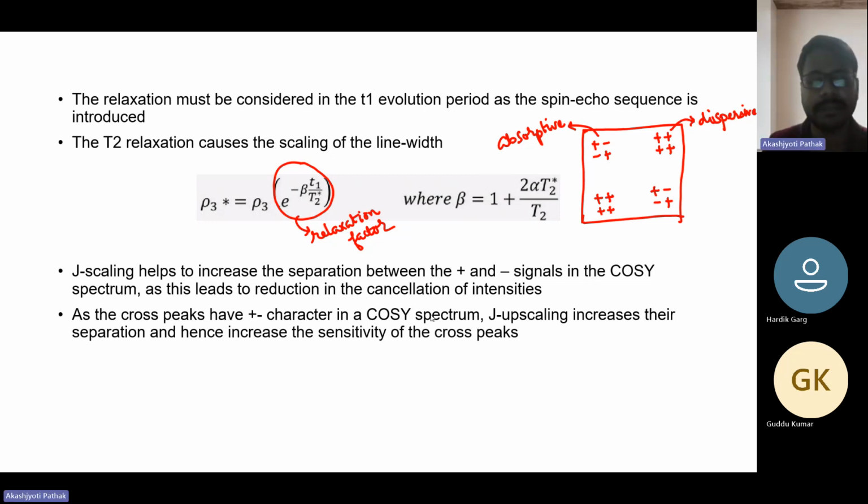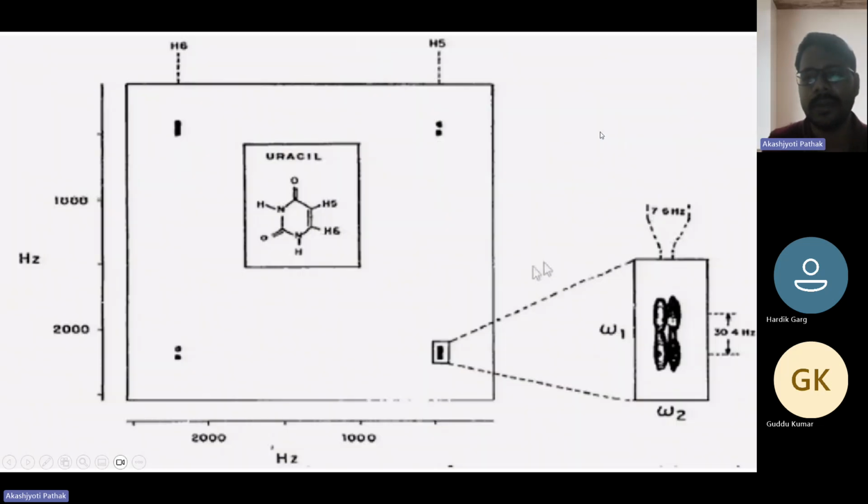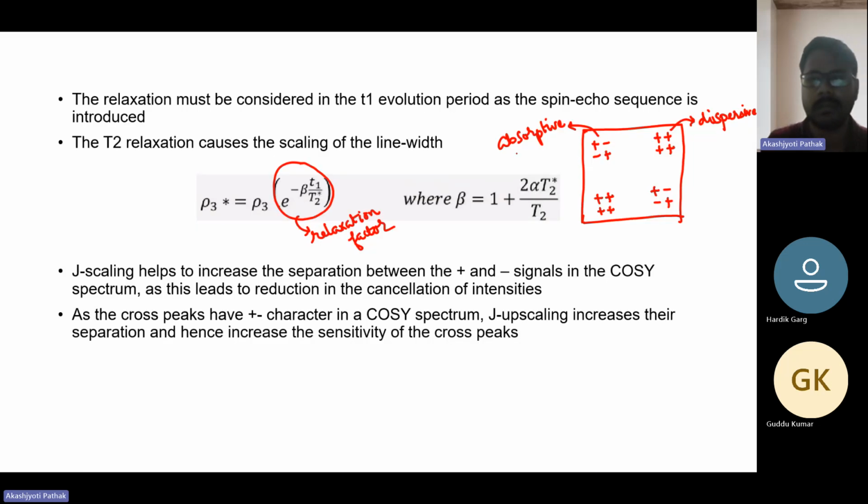So in a COSY spectrum, the plus minus character is present where? It is present in the cross peaks, right? Over here, these are the cross peaks. So J upscaling increases the separation and hence increases the sensitivity of the cross peaks.